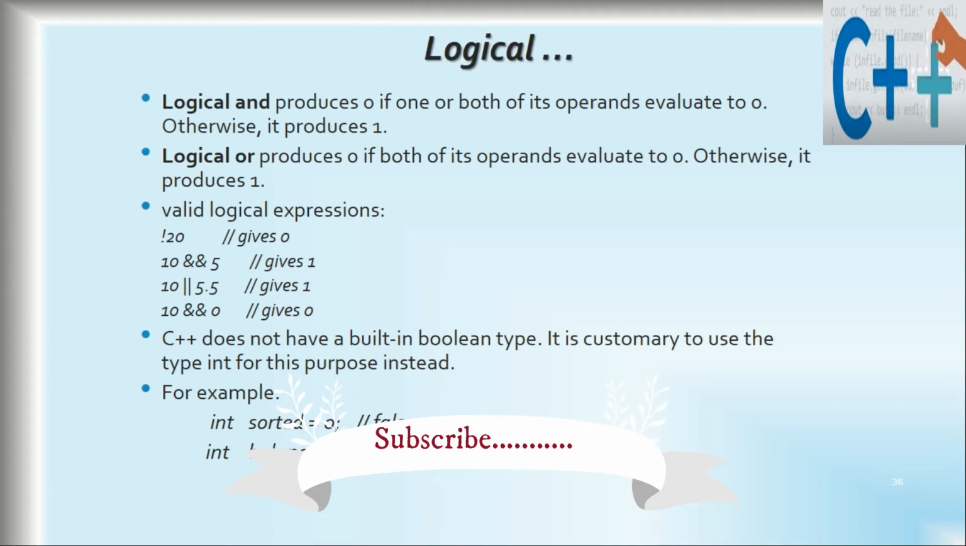Logical AND produces 0 if one or both of its operands equal 0. Otherwise, it produces 1. Logical OR produces 0 only if both operands equal 0.